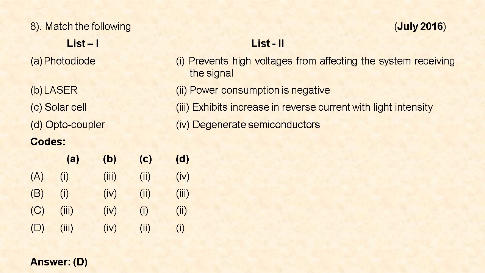8th question. This is also a match the following type. It was asked in July 2016. Photodiode. It exhibits increase in reverse current with light intensity. Laser. We know that it is made of degenerate semiconductors. Next, solar cell. Power consumption is negative. Next, optocoupler. It prevents high voltages from affecting the system receiving the signal.